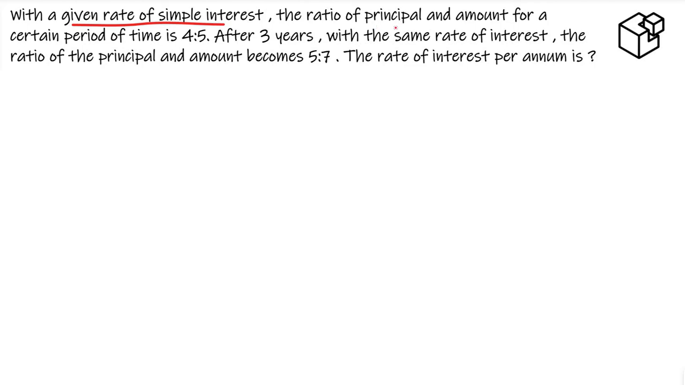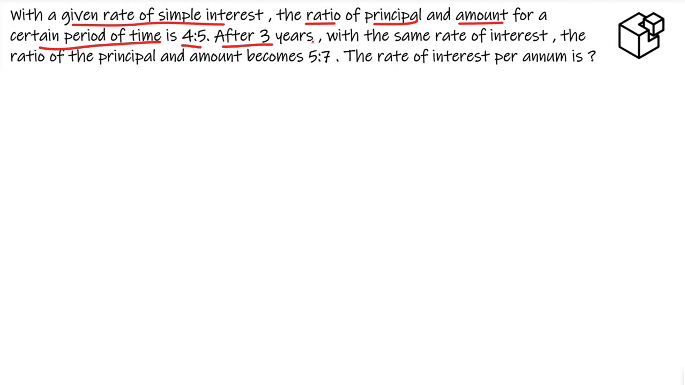Okay. And the ratio of principal and amount for a certain period of time is 4:5. There is a ratio given between principal and amount which is 4:5 after a certain period of time. So time भी मेरे को given नहीं है. Let's suppose 10 साल, 5 साल या 50 साल, I don't know, let's say t time. And the ratio is given like 4:5.